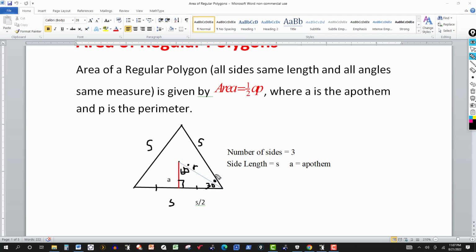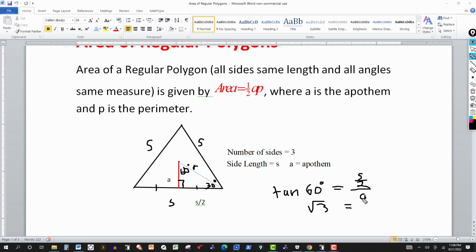We can use a 30-60 right triangle to find A. We don't have to use trig here, but there are times where you're going to have to use trig. So let's just look at this triangle right here, and I'm going to use the tangent. The tangent of 60 degrees, that's this angle right here, is the opposite over the adjacent. From the view of 60 degrees, the opposite side is S/2 over A. And the tangent of 60 is the square root of 3.